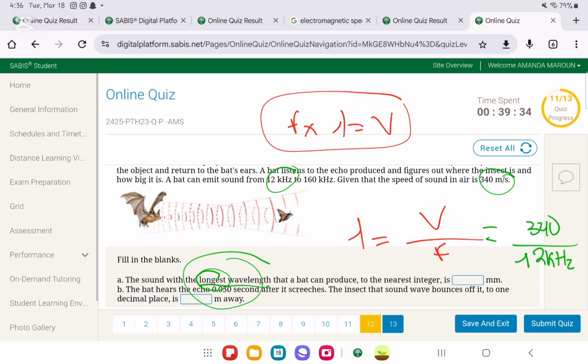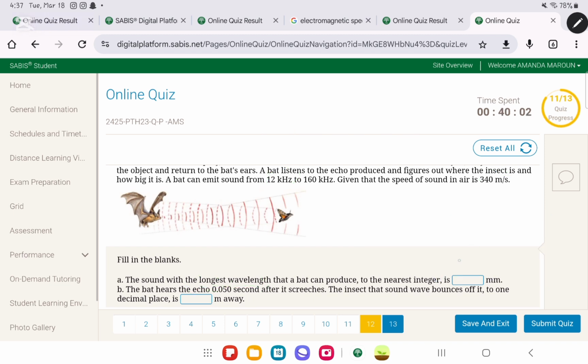We will not change it to hertz, because if we change it to hertz, we're going to get our answer in meters, but we need our answer in millimeters. So to make our answer in millimeters, we can directly divide by kilohertz. So it's going to be 340 divided by 12 kilohertz. You're going to get an answer which is 28.333. You can put it like that, or you can put it to the nearest integer as 28 millimeters. So over here it is 28 millimeters. We'll move on to B.